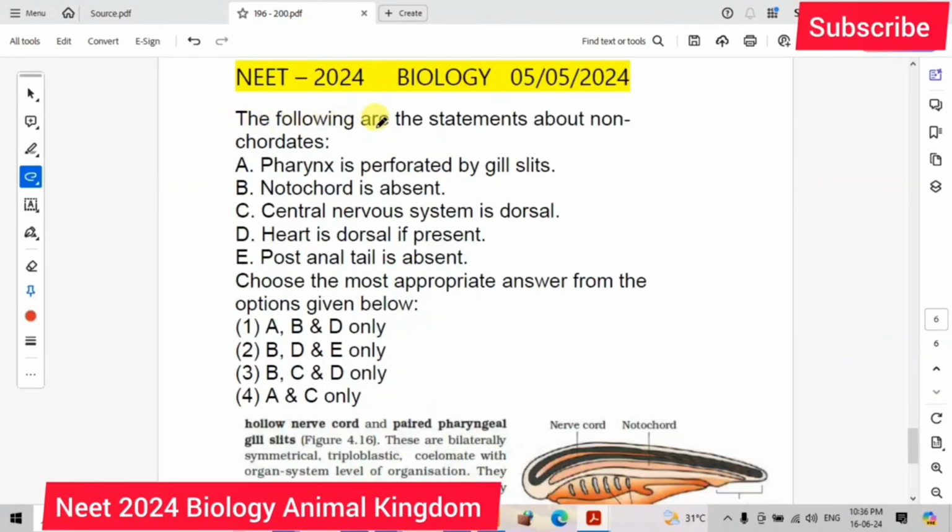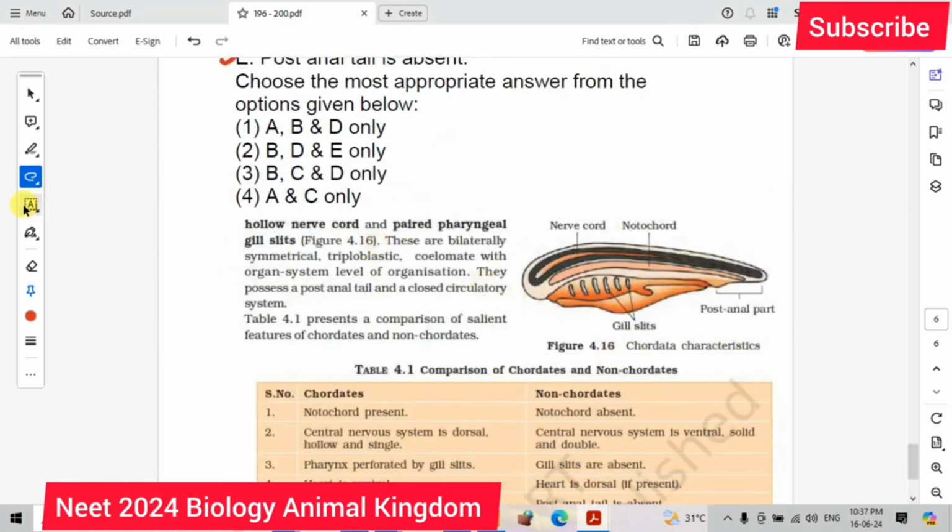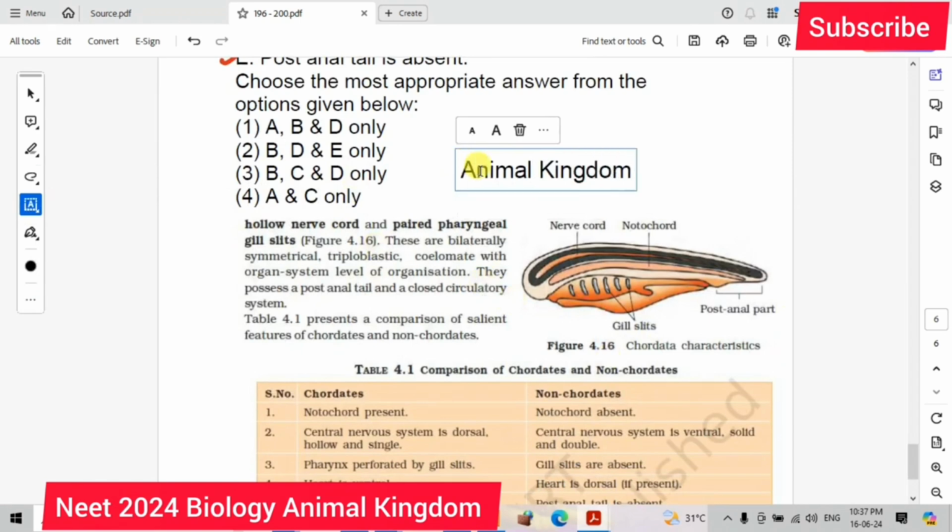Following are the statements about non-chordates. A. Pharynx is perforated by gill slits, and it is wrong. Next, B. Notochord is absent, and it is right. C. Central nervous system is dorsal, it is wrong. D. Heart is dorsal, it is right. E. Post-anal tail is absent, and it is also right. So B, D, E are the correct options. So option 2 is the answer. From the chapter known as Animal Kingdom, you can see the NCERT given below regarding the topics.